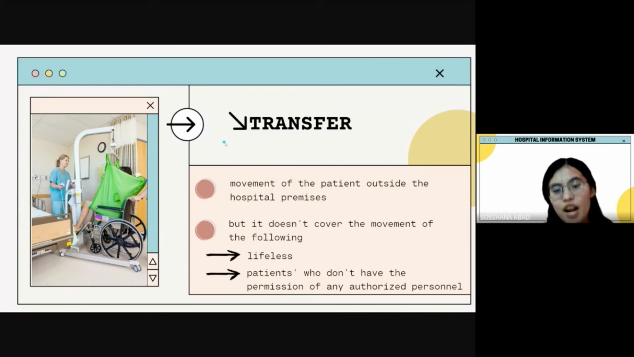But it does not cover the movement of the following: the lifeless or the expired patient, because only his or her family has the right to move the deceased. And of course, patients who don't have the permission of any authorized personnel. Same goes with discharging and transferring patients: the physician has the say whether the patient will be transferred or will be discharged. Without the physician's order, without his signature, the patient will stay in the hospital.